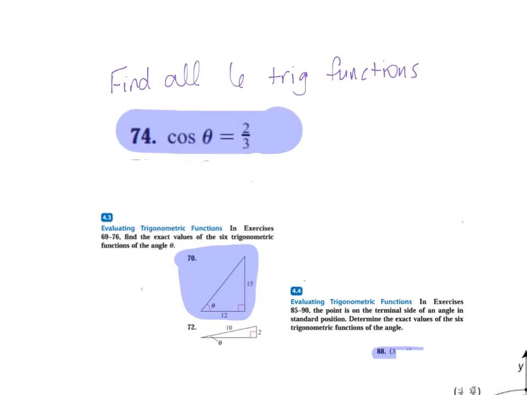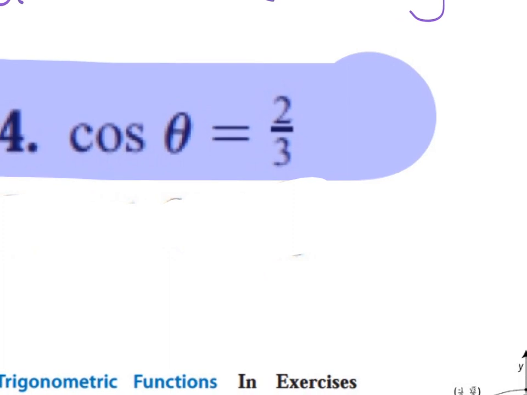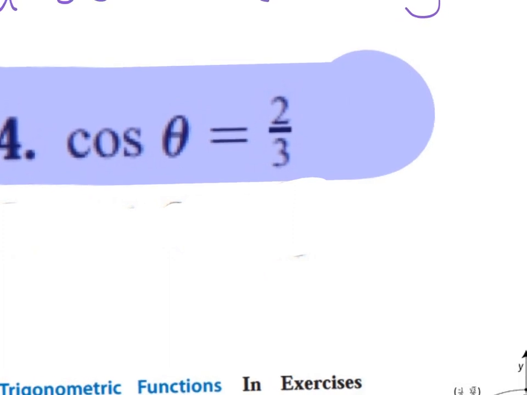Okay, guys, if you're given where it says cosine of theta is 2 over 3, this is not on the unit circle. So they're telling you two things here. They're telling you what? X and R. So when we're trying to find all 6 trig functions, we have X, we have Y, and we have R.